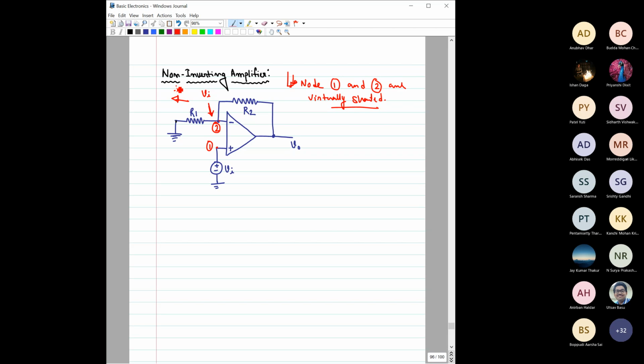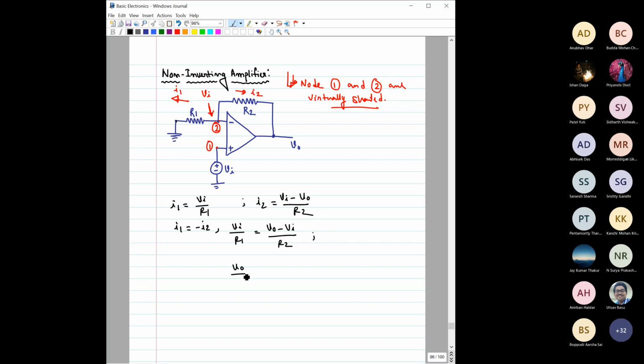So if this potential is Vi, obviously it will try to create some current flow. Let us say this current is I1, the current through this resistor R1, and this current is I2. If it is so, we can write I1 as Vi by R1 and I2 as Vi minus V0 by R2, right? These two currents have opposite polarity, but their magnitudes would be the same. So if you simply use KCL, I1 plus I2 would be equal to 0. So I1 equal to minus of I2, we can write. So from there we have Vi by R1 equal to V output minus V input by R2, right?